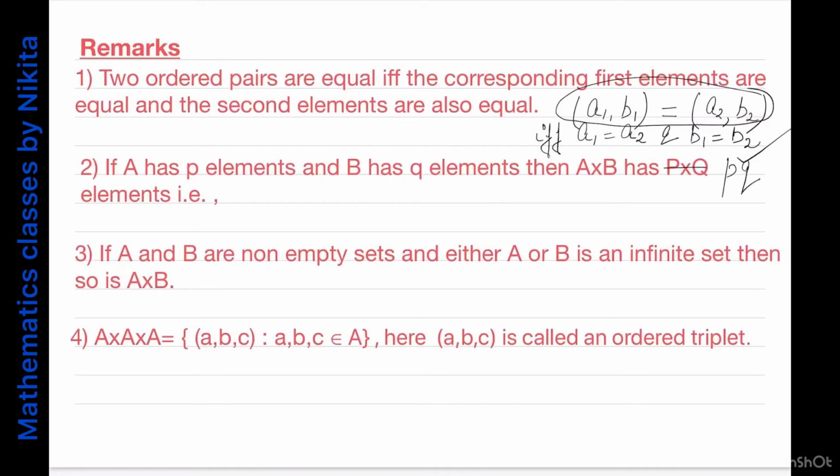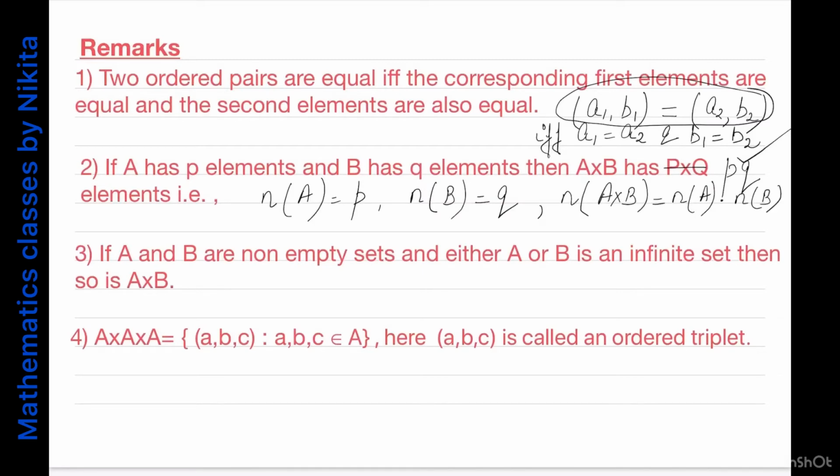Okay, that means given is that n of A is small p and n of B is small q. So we have counted the number of elements in set A and set B, and we are interested to find the number of elements in A cross B. So number of elements in A cross B will be number of elements in A into number of elements in set B, which is equal to P into Q. So you just have to take the product of number of elements in A and B.